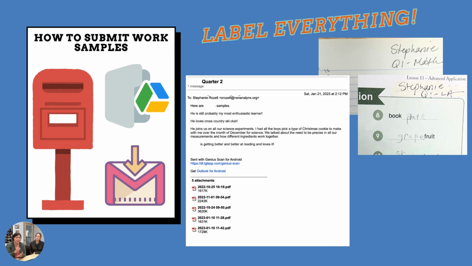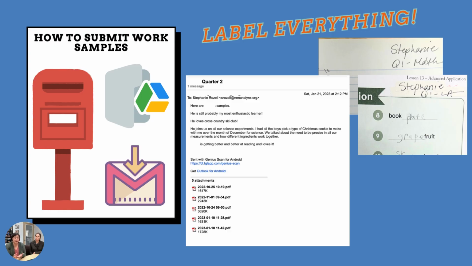And the main thing we want to communicate to you is that you label everything. We need to know what we're looking at. We need to know that it's from you. And it's uncommon, but especially with papers, we want to know that every paper has a name on it so that we know that it does belong to you. So if you could just put Stephanie, Q1, Language Arts, or Q1 Math, that's really helpful to us.